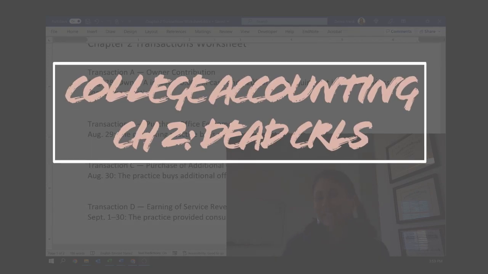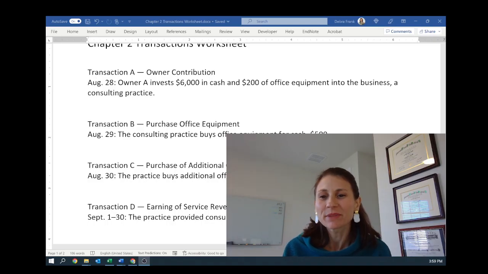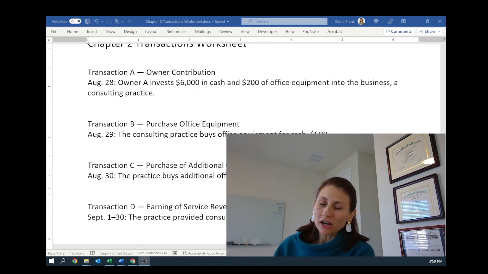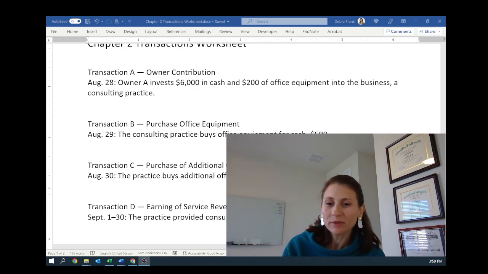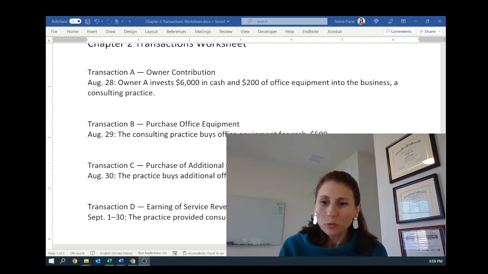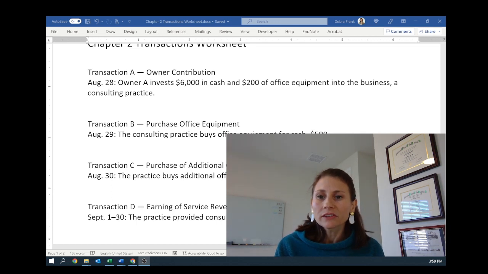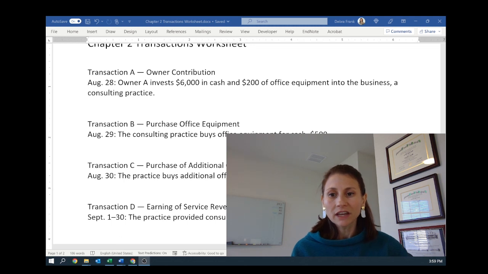Here we go, dead curls. We're going to practice our debits and credits, so we'll use our mnemonic dead curls to help us memorize what side is the normal increasing side for each type of account. And I think if we practice with transactions A through D in this video, just to keep it from being too long, will be sufficient enough to get the idea. So let's first get started with learning dead curls.